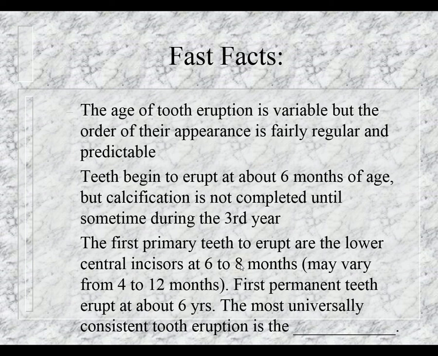Fast facts you need to know about the teeth. The age of tooth eruption is variable, but the order of appearance is usually fairly regular and predictable. The teeth begin to erupt at about age 6 months, but calcification is not complete until sometime during the 3rd year. The first primary teeth are usually the lower central incisors at age 6 to 8 months, but that can vary anywhere from 4 to 12. The first permanent teeth to erupt come at age 6 years, and the most universally consistent is the 6-year molar. Almost everybody, the day they turn 6, that 6-year molar pops in.